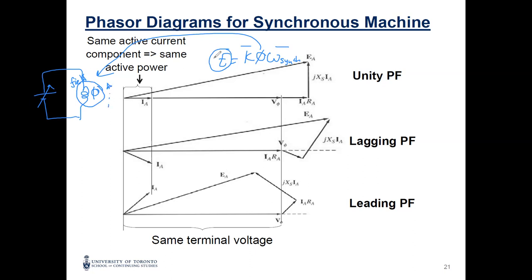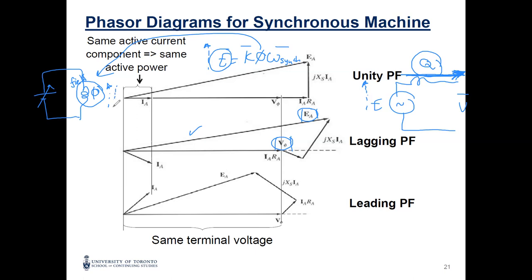If you increase the field, what will happen? You will increase the magnitude of the E. Because you increase the magnitude of the E, what will happen? You have E here and V. You increase this magnitude. The voltage here, let's say, is still constant. You increase this, and the reactive power will go this way. When reactive power is going this way, the generator is supplying reactive power, meaning it's lagging. So you can see the E is larger than the V. I'm talking here about magnitude.